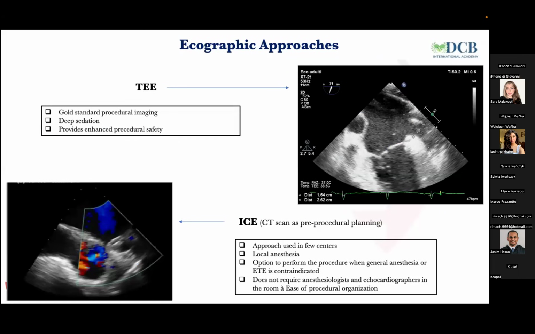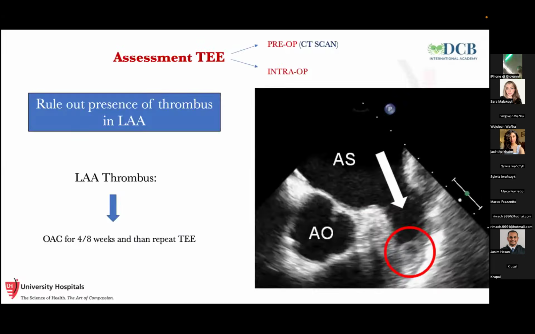Here you can see a transesophageal echocardiography and the measurement of the LAA, and below you can see the ICE images. As we said before, these are two different approaches, with pros and cons for both. In general, in the world, the TEE is the most diffused. Only to give some data, in the United States, only 12% of the centers use the ICE, the intracardiac echocardiography, to perform the left atrial appendage closure.